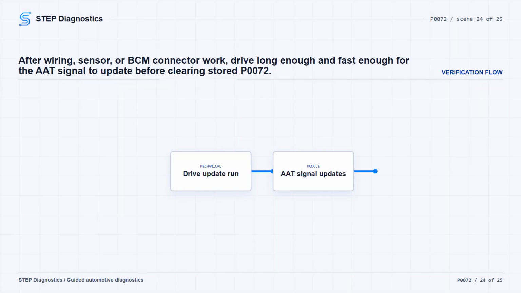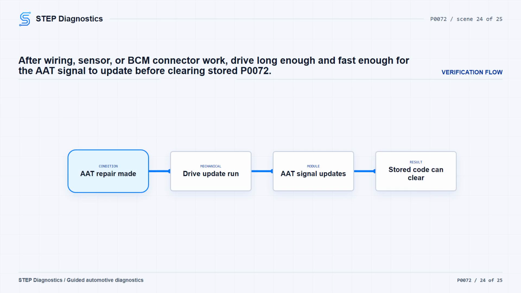If the AAT wiring was repaired, the sensor was replaced, or the BCM connector was disconnected during testing to correct an active DTC, the vehicle must be driven for a minimum of 5 minutes above 15 mph, so the AAT temperature signal updates before the DTC will go stored and can be erased. After that, verify the repair and confirm P0072 stays gone.